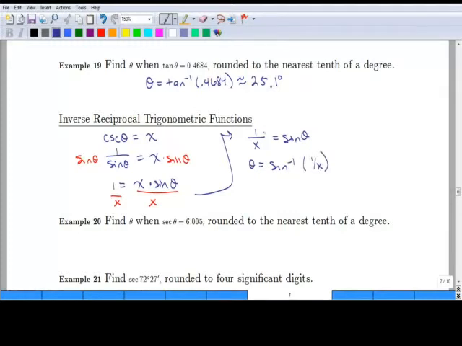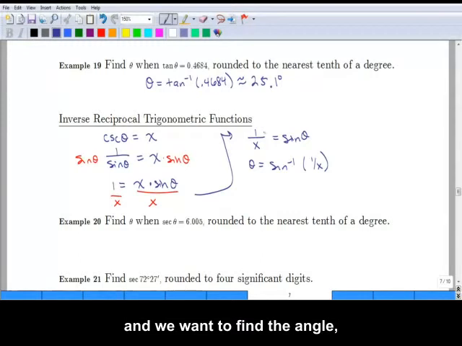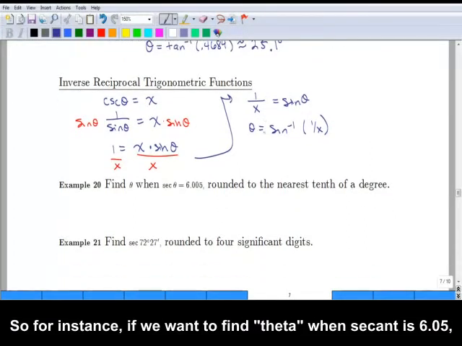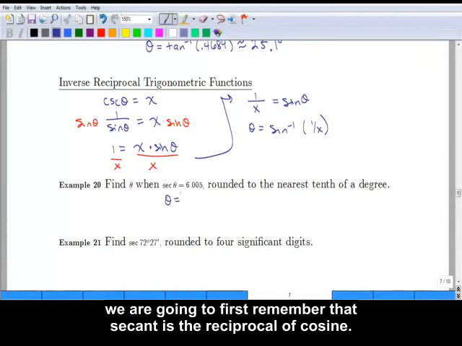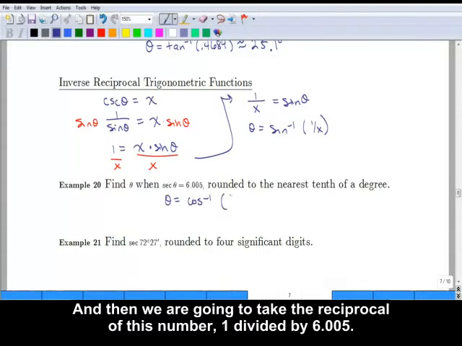to get that angle. So when we have a reciprocal trig function given as a number and we want to find the angle, we need to take the inverse of the reciprocal of that number. So, for instance, if we want to find theta when secant is 6.005, we are going to first remember that secant is the reciprocal of cosine, so we are going to take cosine inverse, and then we are going to take the reciprocal of this number, 1 divided by 6.005.